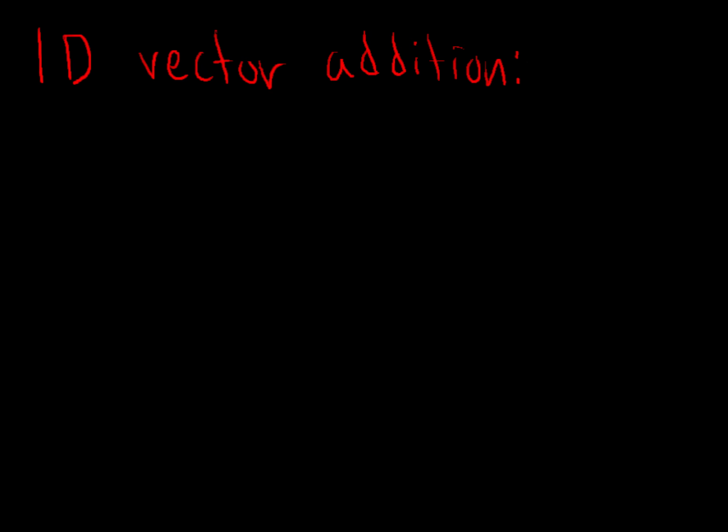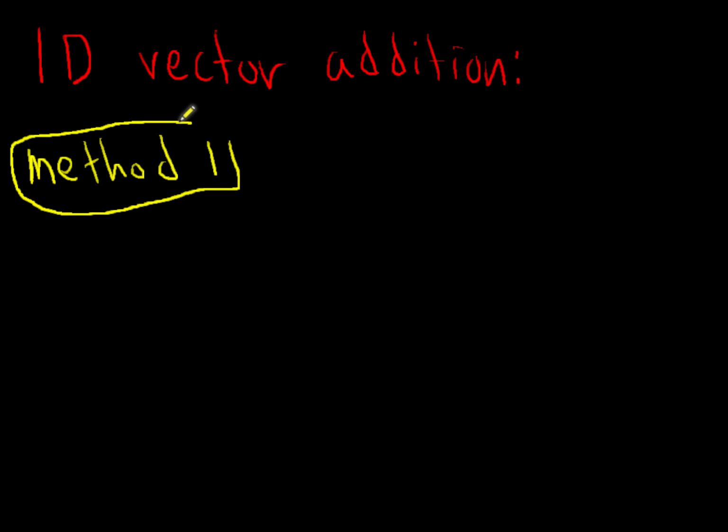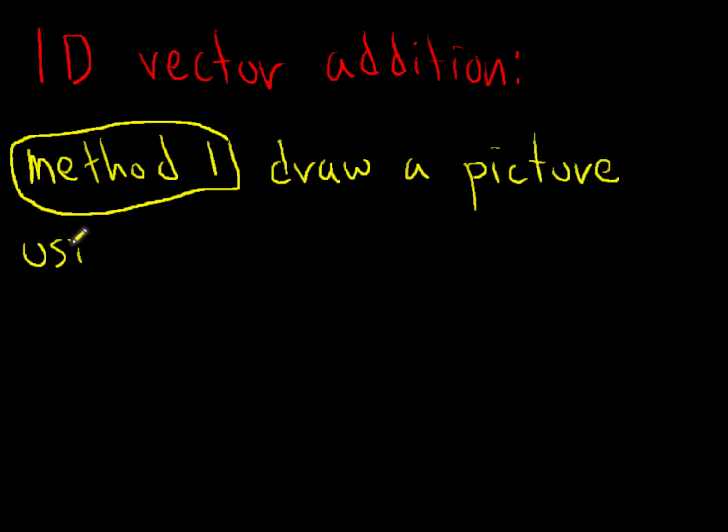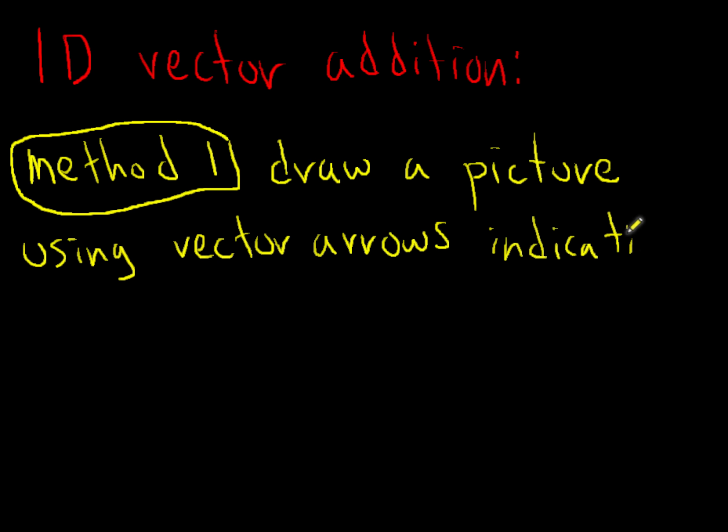For now, we're only going to worry about one-dimensional vector addition. Later on, you're going to learn how to add two-dimensional vectors and possibly even three-dimensional vectors. But for now, our vectors are always going to be in the same plane or pointing the same or opposite directions, which is one-dimensional. The first method for 1D vector addition is to draw a picture using vector arrows. So you draw arrows to show the length and direction of the vector, indicating size and direction.